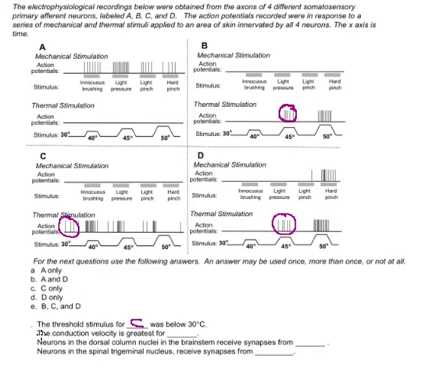Now the next one's a little bit more tricky. The conduction velocity is greatest for which neuron? And you'll see right off the bat, we don't have any data that tells us about conduction velocity at all. So what is conduction velocity determined by? It's determined by two things: the myelination pattern and the diameter of the axons.